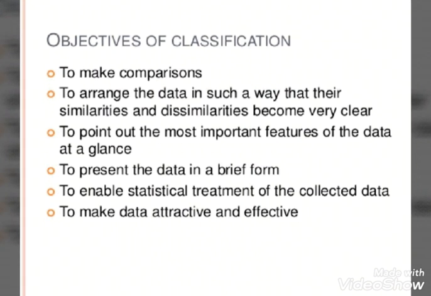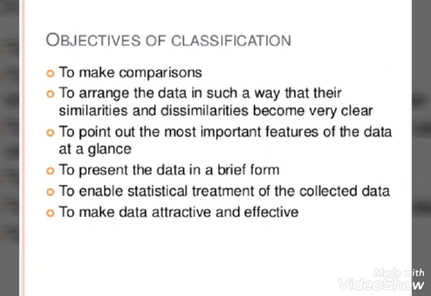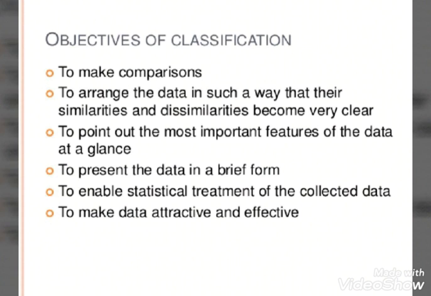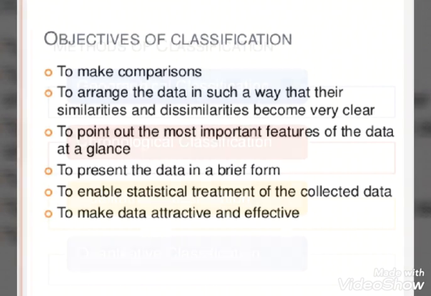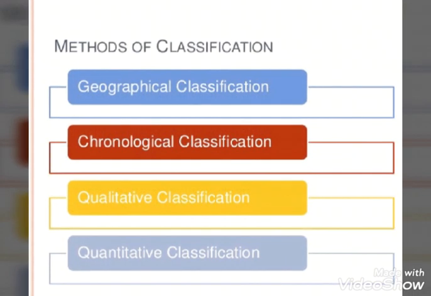To enable statistical treatment of the collected data: to treat your data, that means presenting it in the form of frequencies will help you to move to the further step. That is what treatment means. To make data attractive and effective. So when you are doing your frequency distribution, it will help the readers or listeners to be attracted towards your data. Then we will go for the methods of classification.